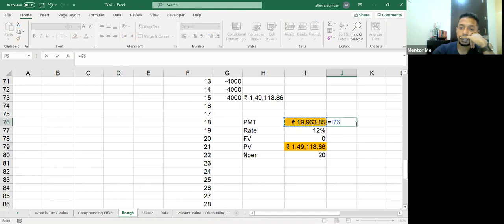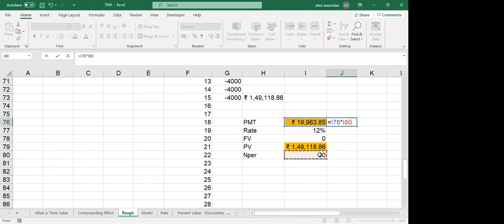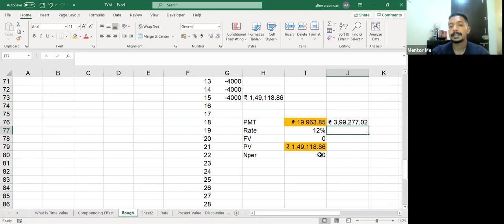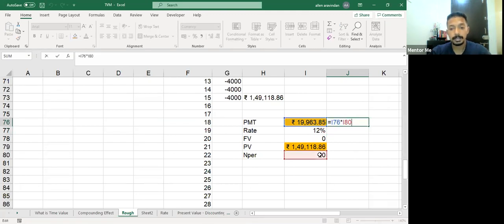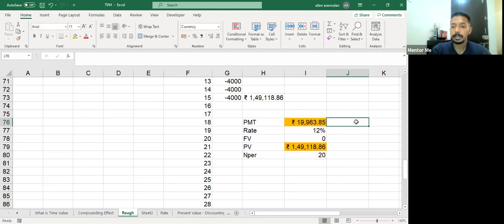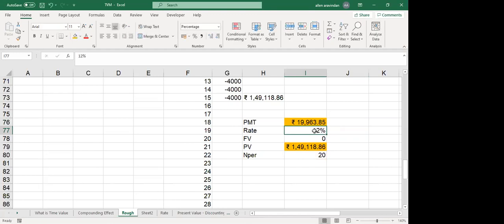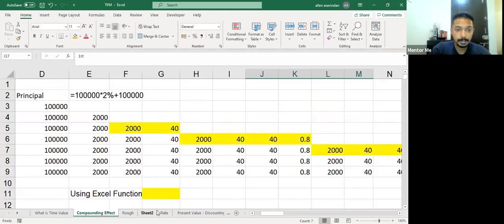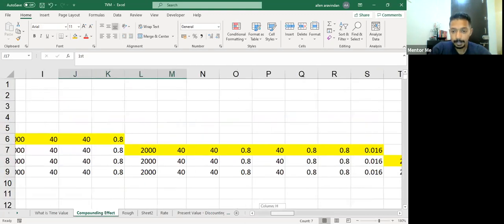So how, see, 19,963, right? You are withdrawing every year for how many years? 20 years. But when you're just multiplying it, you're just calculating simple interest. This is not assuming the 12% interest that you're making. Oh, sorry, the compounding effect. Remember, I don't know whether you remember this. This is what is happening in the background.